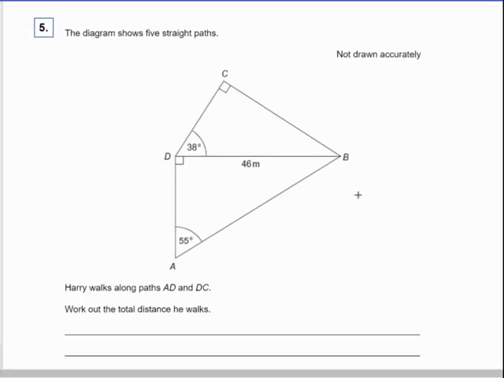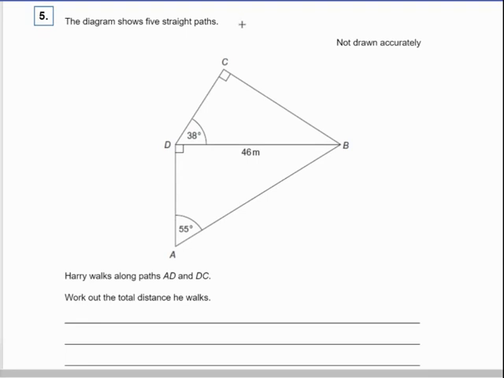Right, moving on. The diagram shows 5 straight paths. Funny that, it's question 5 and it's 5 straight paths. Harry walks along path AD and DC, so this length here and this length here. Work out the total distance he walks. So we just need to work out these two distances. That's kind of nice.